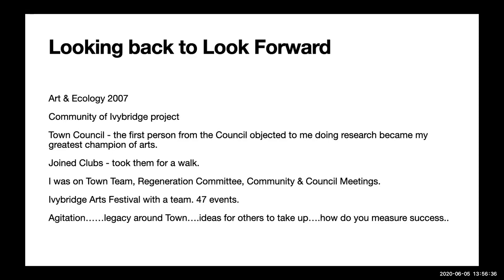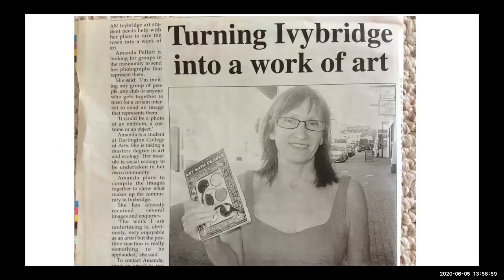And I'm looking back at that and thought, well, what is the legacy? What's the legacy around town? Lots of questions of how do you measure that legacy? How long do these ideas and things take to seed? So that's my first thing I looked at for myself. This is me, looking young, turning Ivybridge into a work of art. I had to be very generous with ideas, because when you put ideas out there and you agitate, they take off themselves. You can't own them. So that's what that was about.